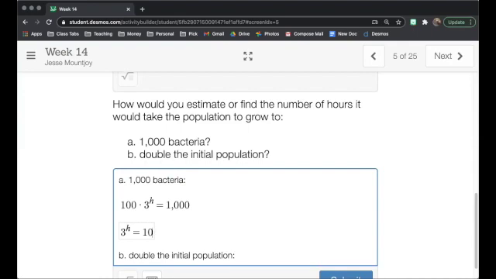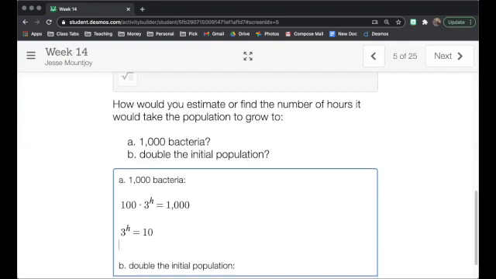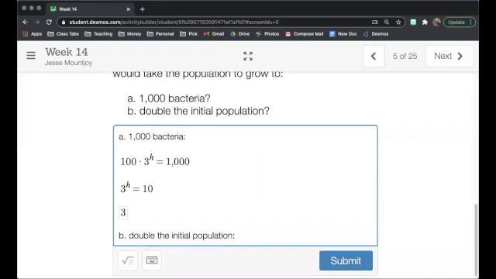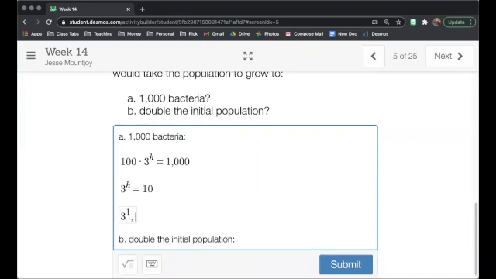Now, right now, we don't have a good way of doing this. We don't have an easy way to solve this. So we're just going to have to do our best. Let's think about some different options here. So our options are 3 to the first power, 3 to the second power, 3 to the third power, and so on. Okay. So what are these things equal to?